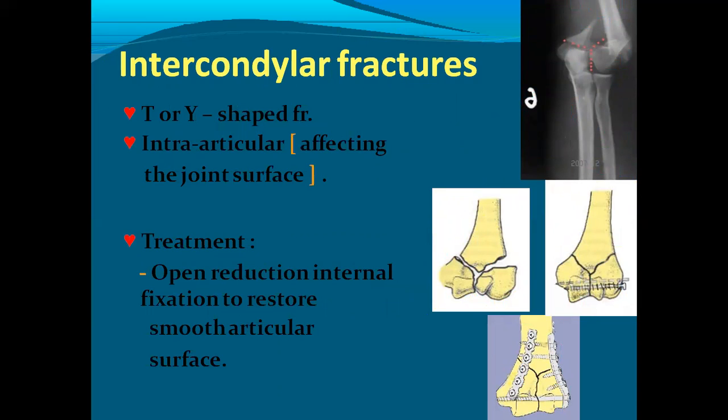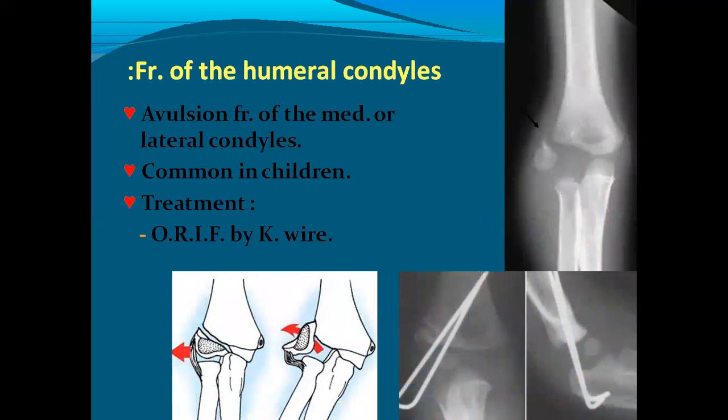Intercondylar fractures can be either T or Y shaped. Intra-articular, affecting the joint surface. Treatment is again open reduction. Fracture of the humeral condyles: there is an avulsion fracture. An avulsion fracture is when, whenever there is a fracture, a part of a tendon chips off with a part of bone, or a part of bone is chipped with the tendon or cartilage. Treatment is ORIF by K-wire.